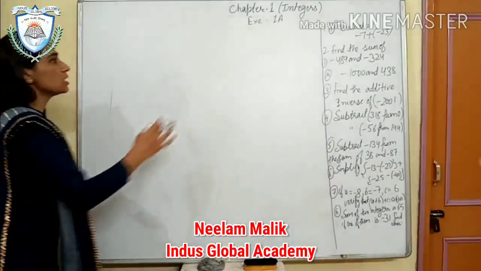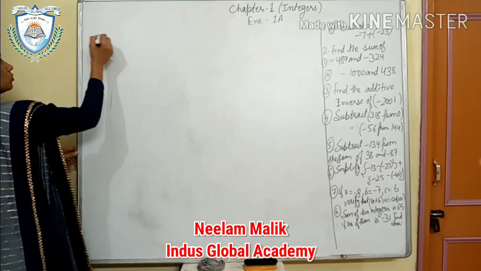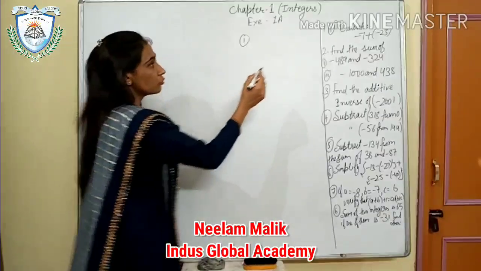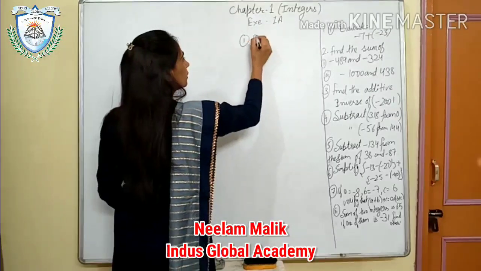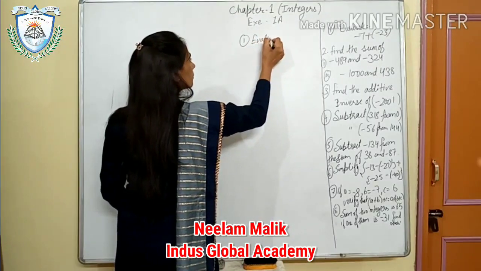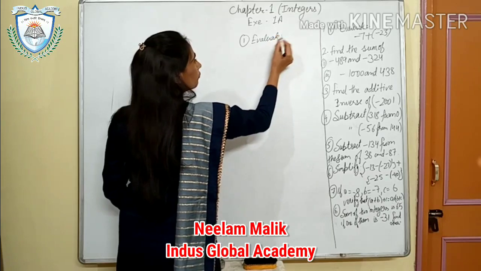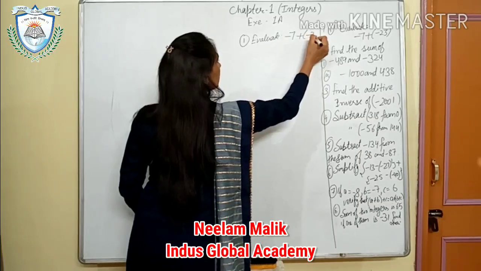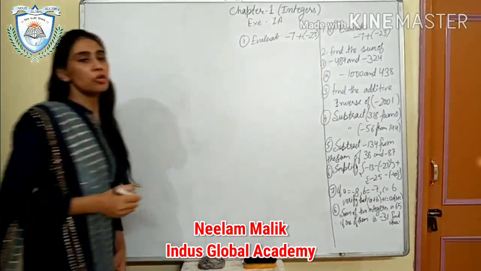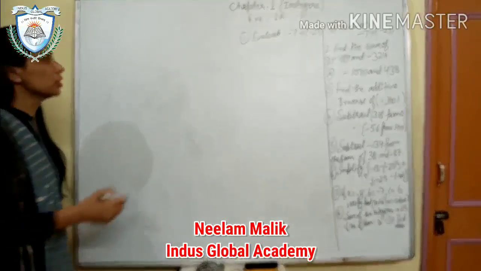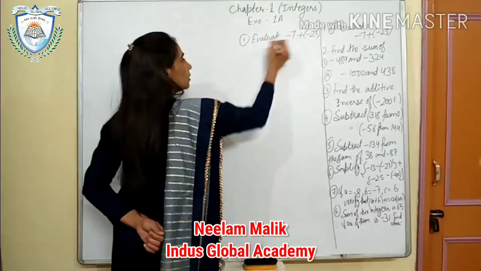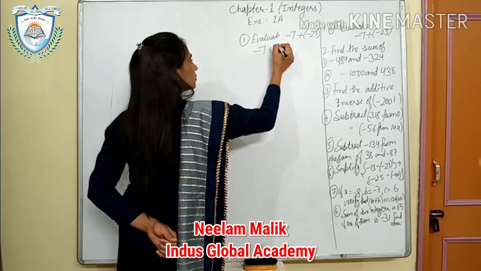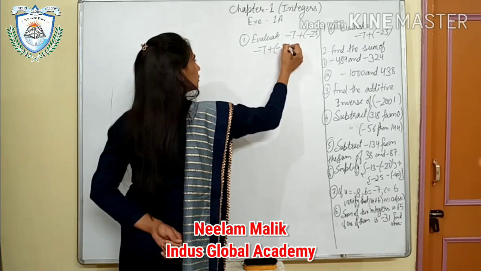So the first one is evaluate. So let's start from here. You have to evaluate. So what is your statement? Evaluate -7 plus bracket start -23. You have to find out the value of this. So write this -7, here is plus -23.